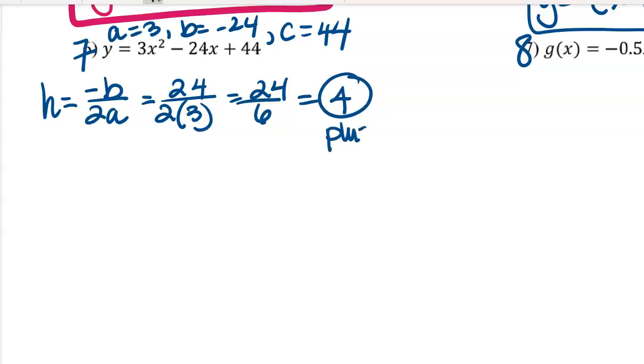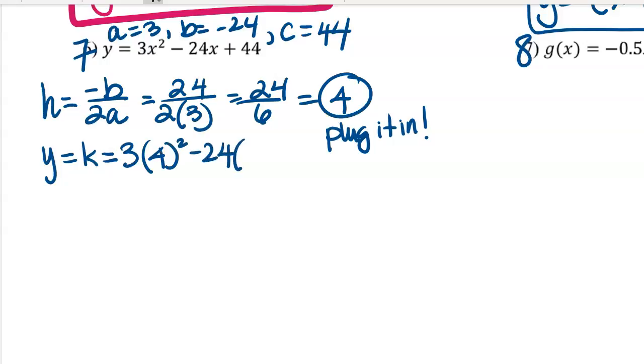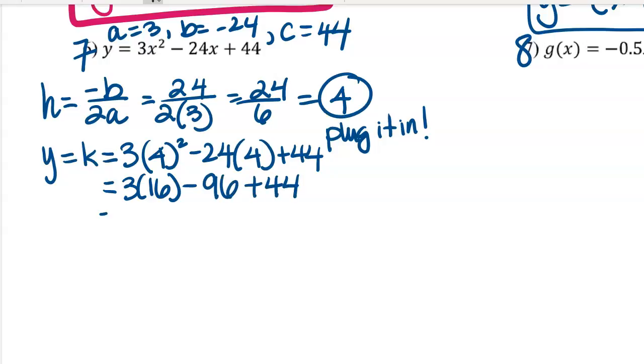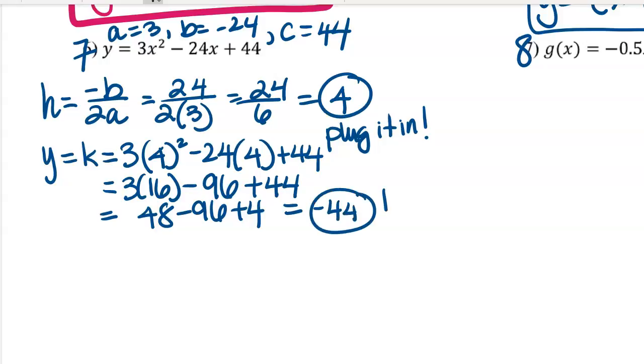Now we plug this in. All right, so y equal, which is really the k value, guys, is 3 times 4 squared minus 24 times 4 plus 44. So this will give us 3 times 16 minus 24 times 4, which is going to give us 96. Drop down the 44. 3 times 16, that's going to be 48 minus 96 plus 44. Now 48 minus 96 plus 44, all of that's going to come out to be negative 44. And this is the k value.